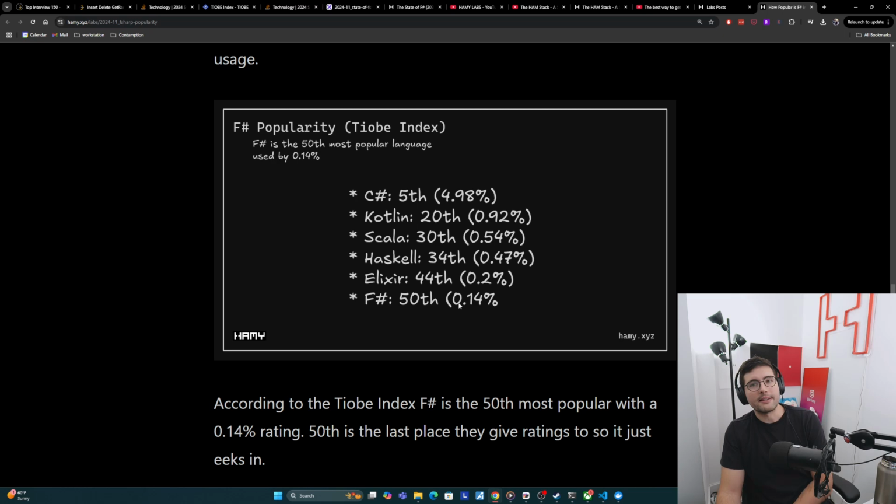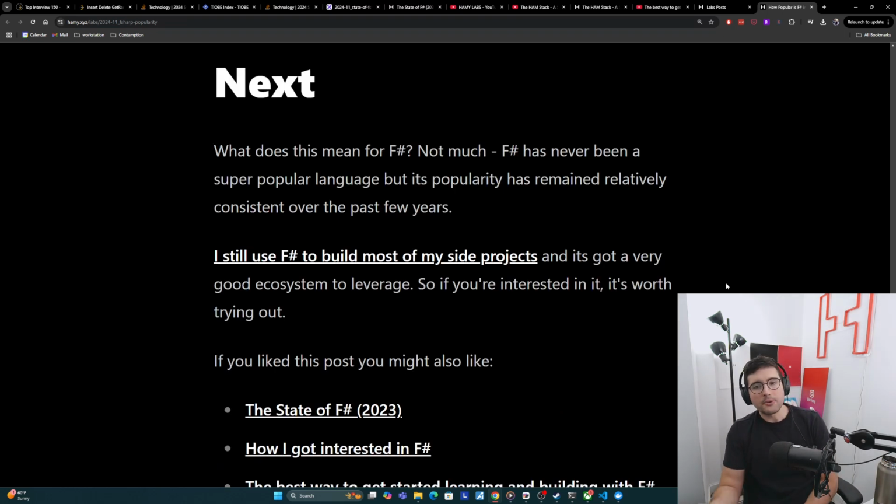OCaml and Clojure and such did not make the cut, but they're in the top 100. But again, it goes to show that yes, F# is not the most popular. It cannot compete against the mainstream languages, but compared to these functional first languages, it's actually doing all right. Next, so what does this mean for F#?